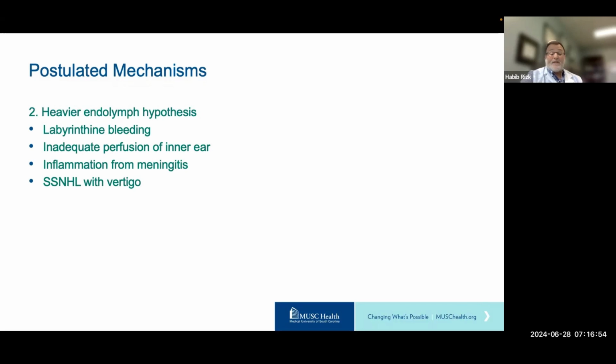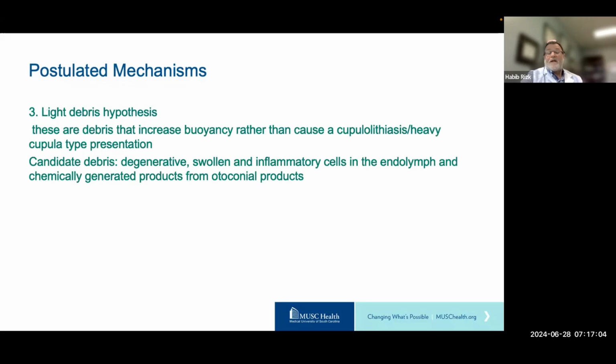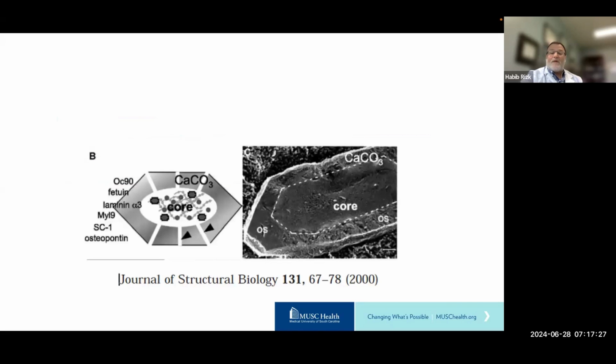And interestingly, many studies with sudden sensorineural hearing loss presenting with vertigo also describe that patients would have this unusual positional nystagmus. Another hypothesis describes potentially debris that are stuck on the cupula, and instead of making it heavier, they make it more buoyant. Some of the candidate debris include inflammatory cells in the endolymph or chemically generated products from the otoliths that had fallen. The otoliths are a calcium carbonate core within a matrix that contains many proteins.